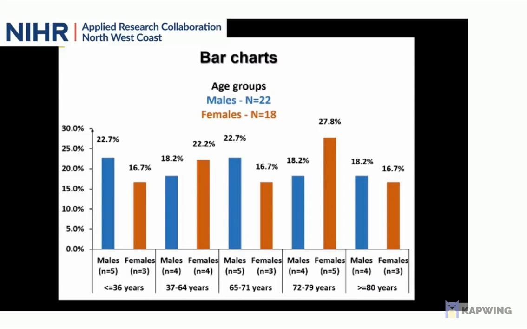16.7% of females will be in the first age group, okay? So if you add all the percentages for the blue bars, for example, so you take 22.7 plus 18.2 plus 22.7 plus 18.2 plus 18.2, you get 100%, okay? And the same for the orange bars for females. Now, I've given you some examples of pie chart first and then bar charts.